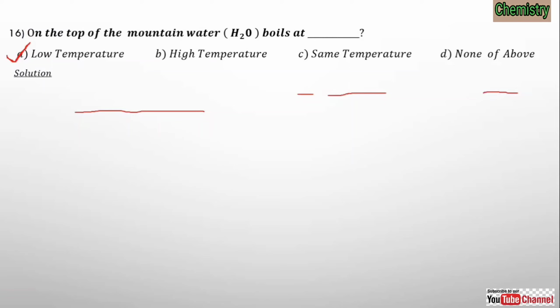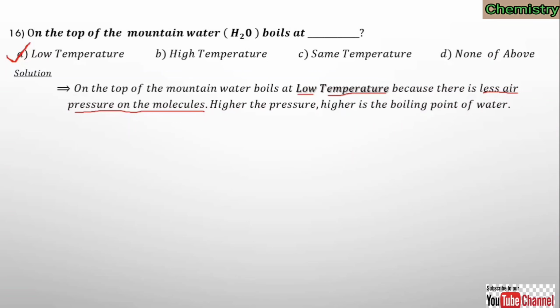On the top of the mountain, water boils at low temperature, high temperature, same temperature, or none of the above? On the top of the mountain, water boils at low temperature because there is less air pressure on the molecules. Higher the pressure, higher is the boiling point of the water. This is a very important question. Option A is the answer.